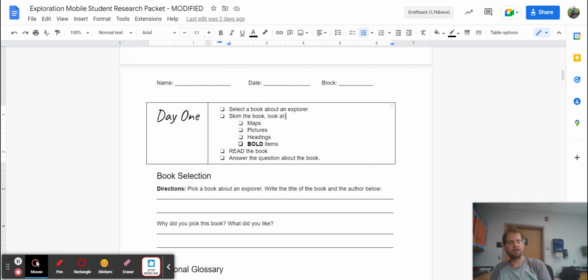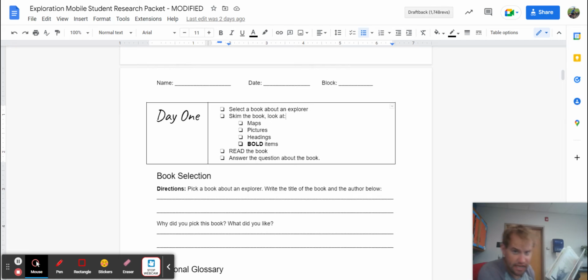And when I'm skimming the book, I'm not reading it. I'm going through and I'm looking at if there are any maps. I'm going to look at the pictures. I might look at some of the headlines, see if there's any chapter headers, and then I'm going to look for things in bold. That's this big black writing here, this thicker writing. And I would skim through the book first before I read it.